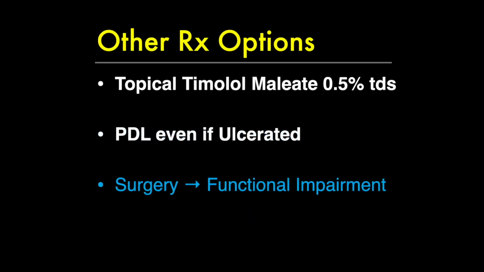Besides propranolol, we have other treatment options. Topical timolol maleate can be given at a dose of 0.5% thrice daily. Pulse dye laser can be done, even if the hemangioma is ulcerated. Surgery is done only if there is functional impairment, or the dermatologist and the plastic surgeon decide that surgery would result in a better scar than after actual regression of the hemangioma.